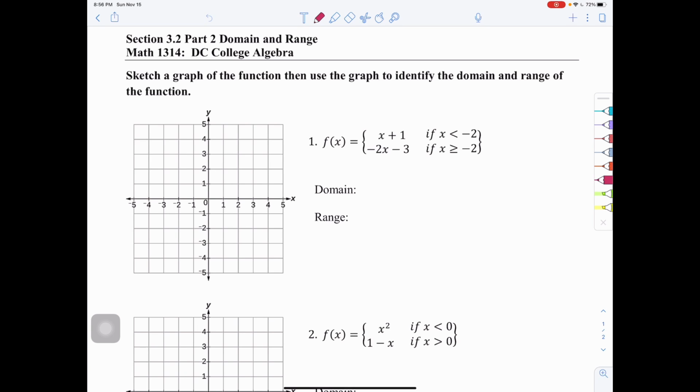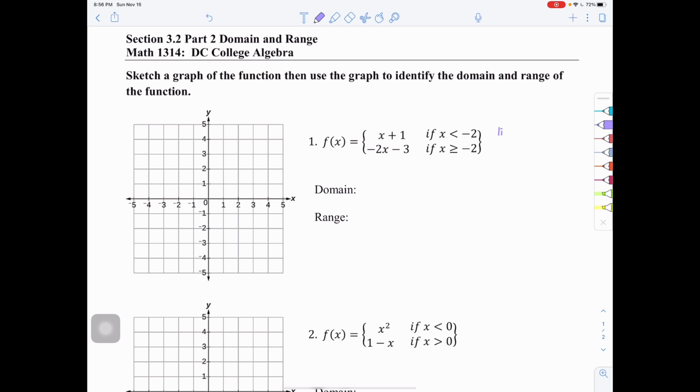This is class lesson 3.2, part 2, domain and range. We are going to be sketching the graph of a function and then using that graph to identify the domain and range of the function. So a lot of different ways you can do this. We're going to do it by just plotting a few points and then taking a look at what this graph represents. So the first thing we want to notice is that both of these are linear.